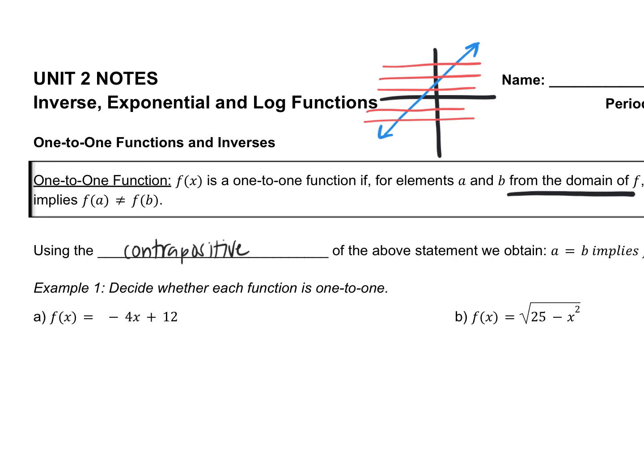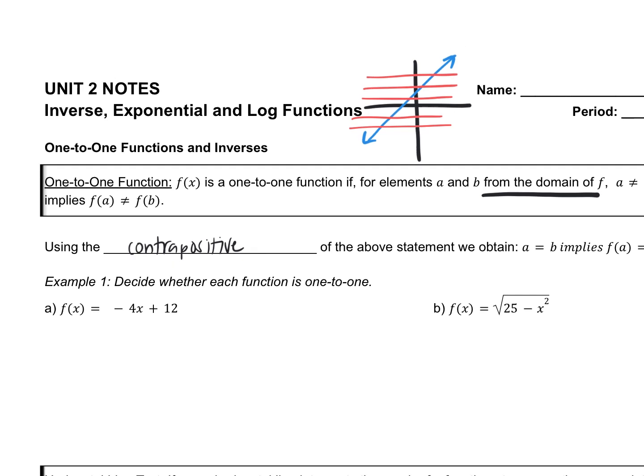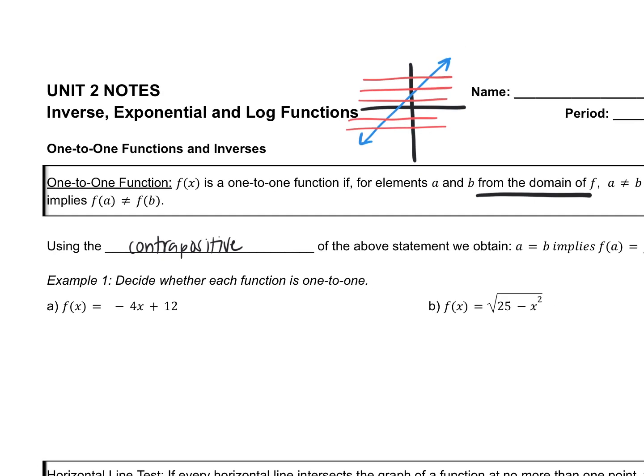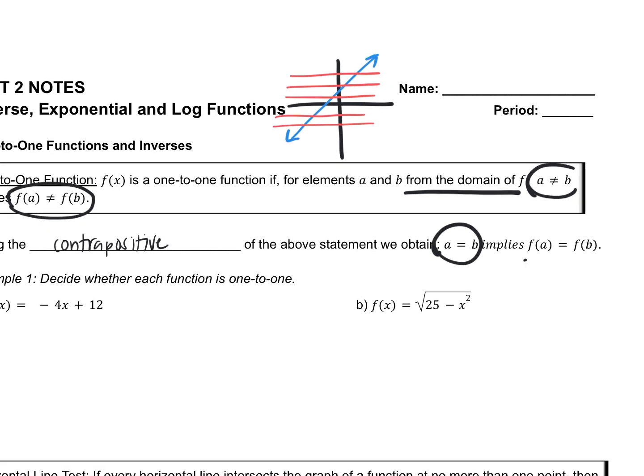So the contrapositive basically just says I'm going to take the opposite, or negate, this statement of a does not equal b, which means f of a does not equal f of b. So I'm negating that, which is saying a equals b, therefore f of a equals f of b. So I negated both of them. Now we're going to show whether this function is one-to-one using that negation.